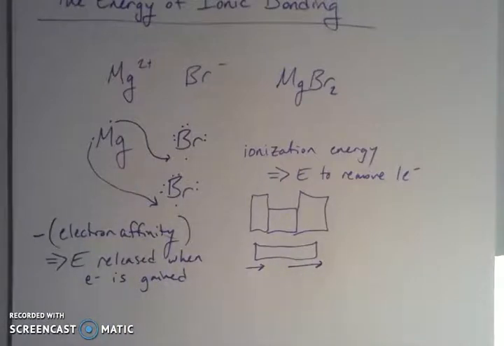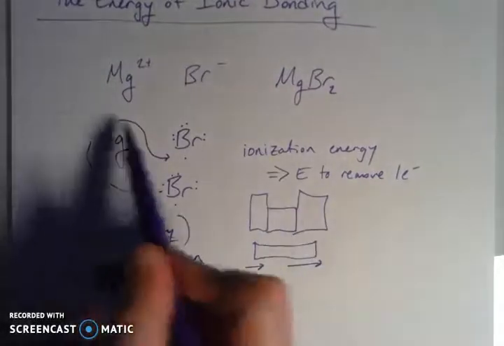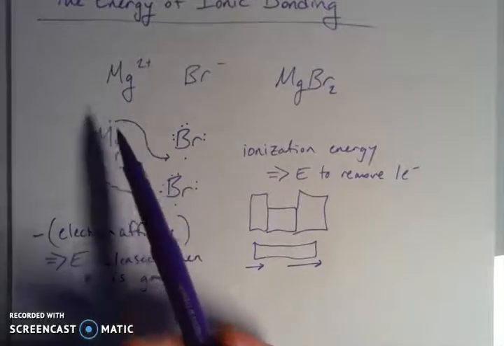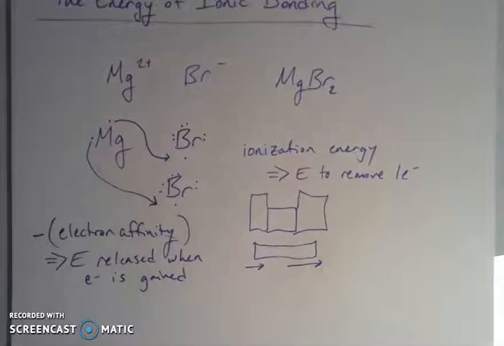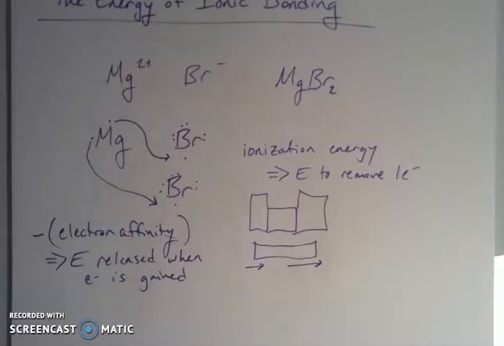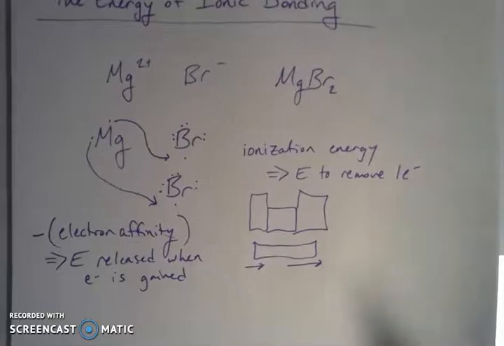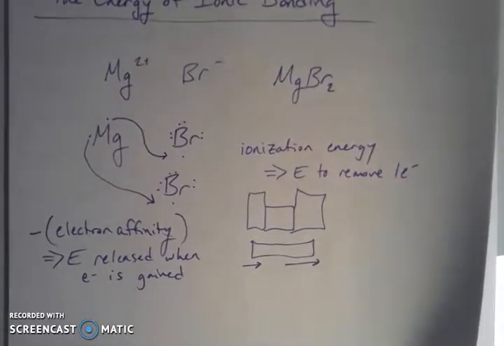And if I wanted to figure out what the energy of this process is, then I'd have to find the ionization energy that it took to make magnesium, magnesium 2+, and the negative electron affinity, so the opposite, that it took to form those two bromide ions. So let's look at those numbers just for the sake of argument, because we're scientists, and we like to look at the numbers.